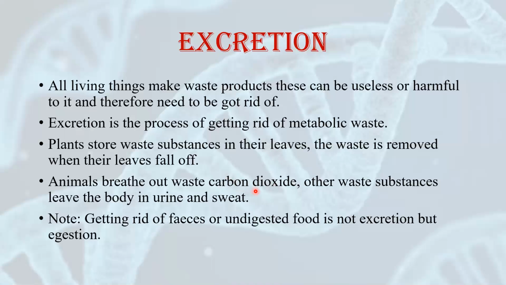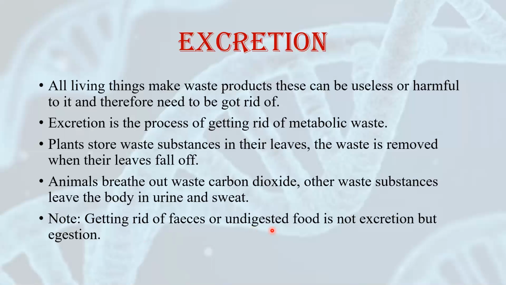So these are different mechanisms by which animals can remove waste material. Plants can remove the waste materials by sending all the waste materials to the aged leaves which are about to fall off. Here there is a special note which you need to understand: getting rid of feces. Feces means undigested food. When we eat food, some part of the food is digested, whereas the rest is undigested. So we remove it from the body by a process which is called egestion.